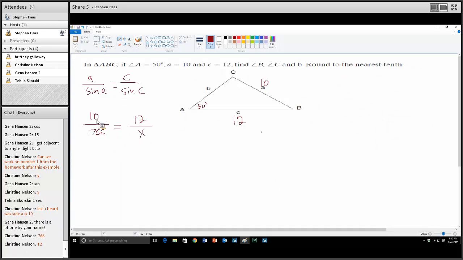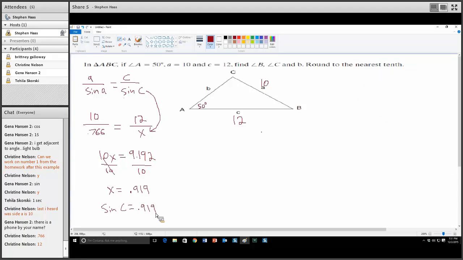So now we'll cross multiply. 10x equals 12 times 0.766 equals 9.192. Let's divide each side by 10. So x equals 0.919, we'll call it. That means x is the sine of C. We took sine of C and made it into x, so we can change it back to the sine of C equals 0.919.